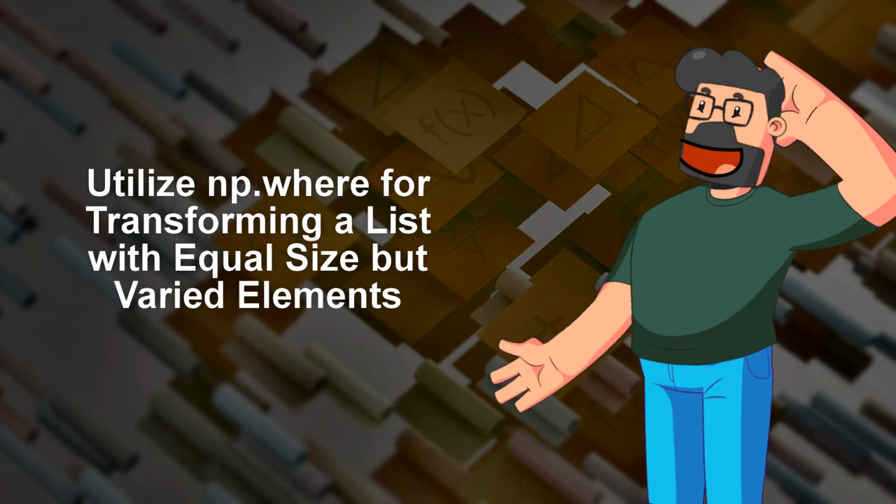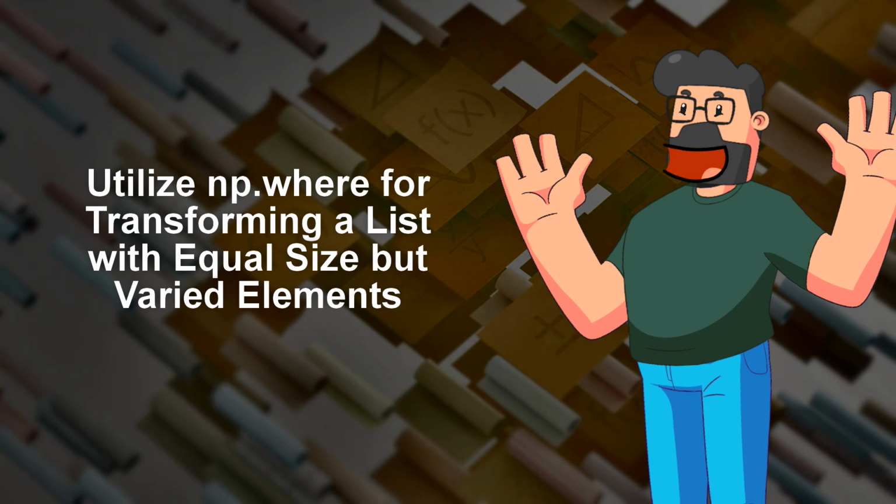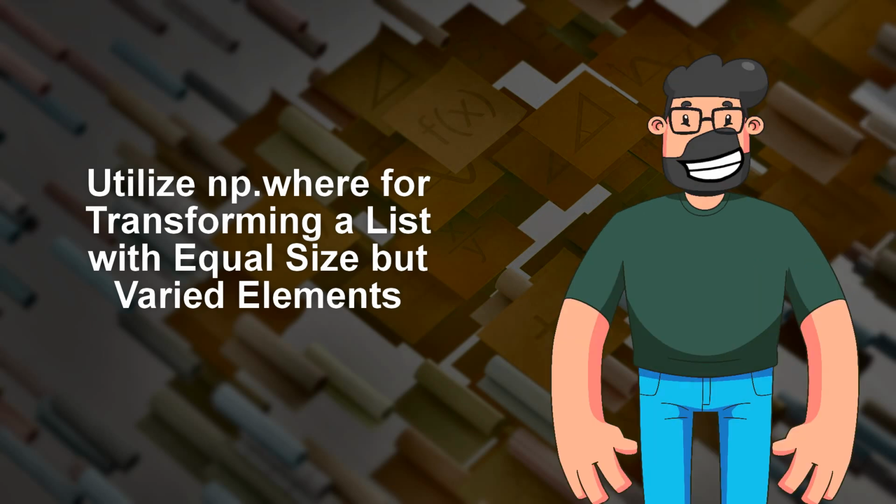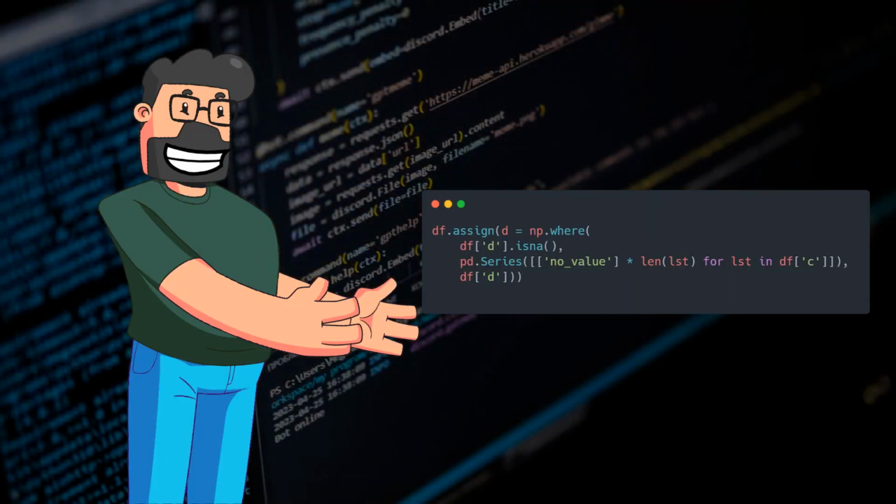Today, we're tackling a common problem that many programmers face when working with pandas data frames. The issue at hand is when a value in a column becomes NA, and we need to fill that column with a list of strings that matches the length of another column. Let's dive into the solution for this problem.